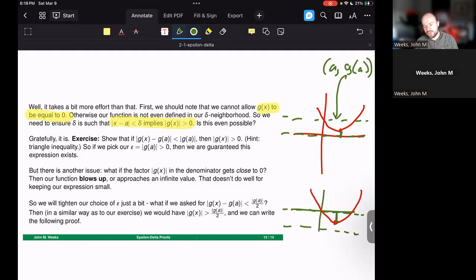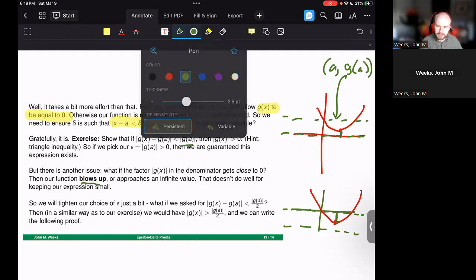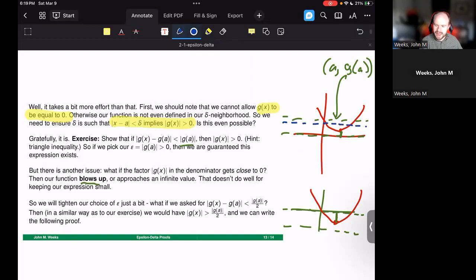There's another issue here, though, too, which is that what if the factor of absolute value g of x in the denominator gets close to 0? Well, then our function is going to blow up or approach an infinite value. That's not going to do well for keeping our expression small, so we want to make sure that in the proof that we're doing, we're rigorous enough to stay not only away from 0, but from anywhere close to 0 as well. So let's tighten our choice of epsilon just a little bit. What if instead of less than absolute value g of a, we just basically cut our window here in half? So let's say that I make this blue window over here. Say I cut this window in half.